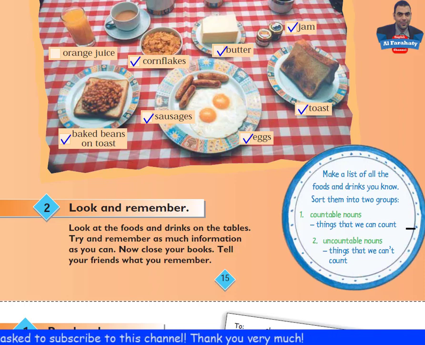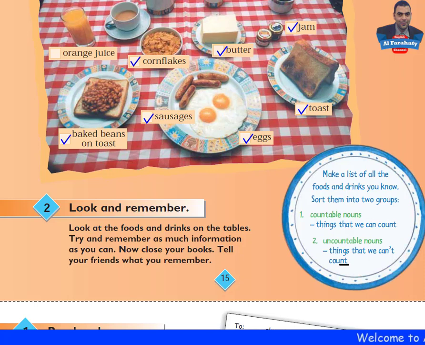Here we have another task. Make a list of all the foods and drinks you know. Sort them into two groups. Countable nouns, things that we can count. Uncountable nouns, things that we can't count. You can do this on an A4 paper or in your exercise book. By this, we've achieved the aims of this lesson.